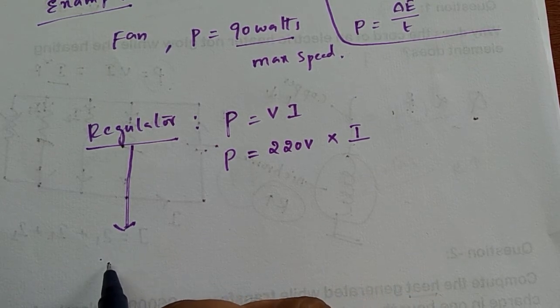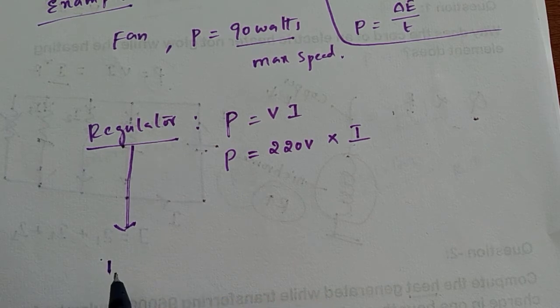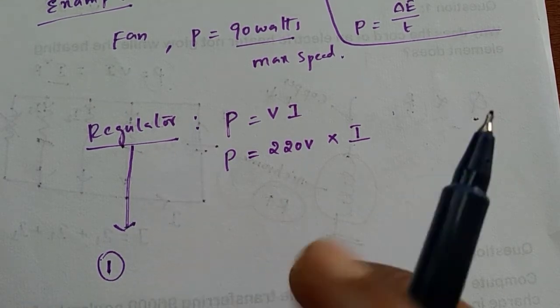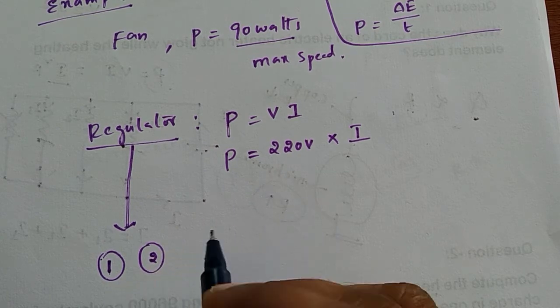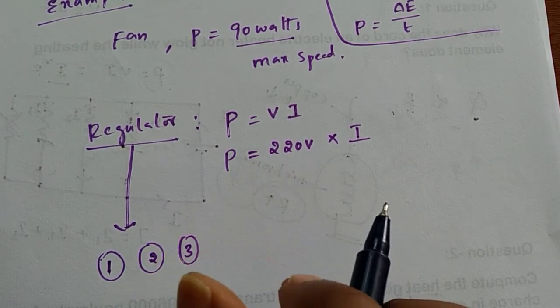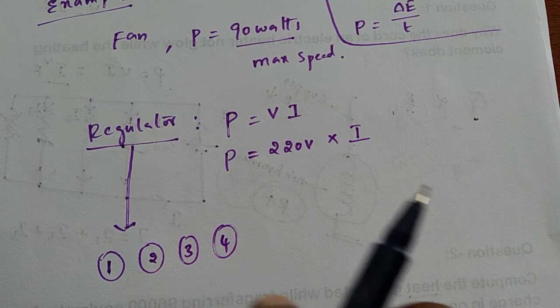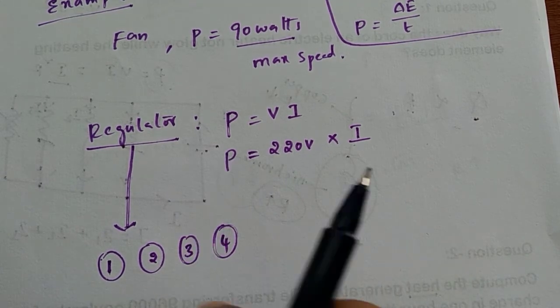For example, in the first stage of the regulator, the fan won't rotate at all, the speed will be zero. In the second stage, the fan will rotate with very small speed. In the third, somewhat higher, medium speed. In the fourth, it will rotate with maximum speed. There are 4 stages in the regulator.